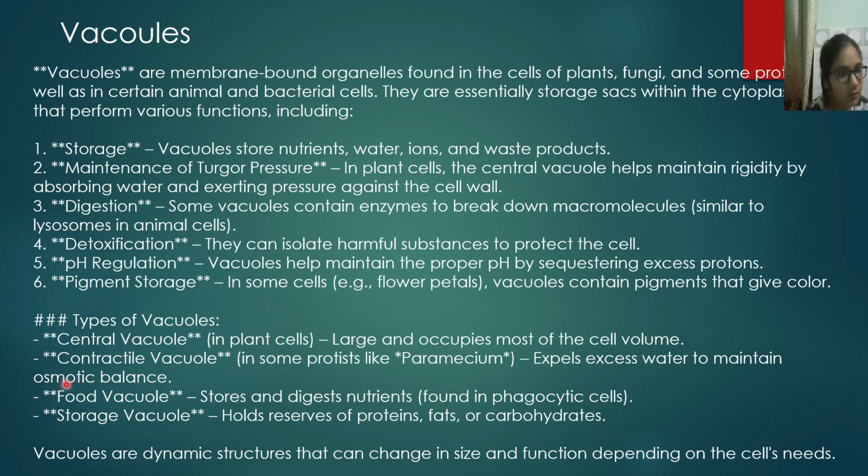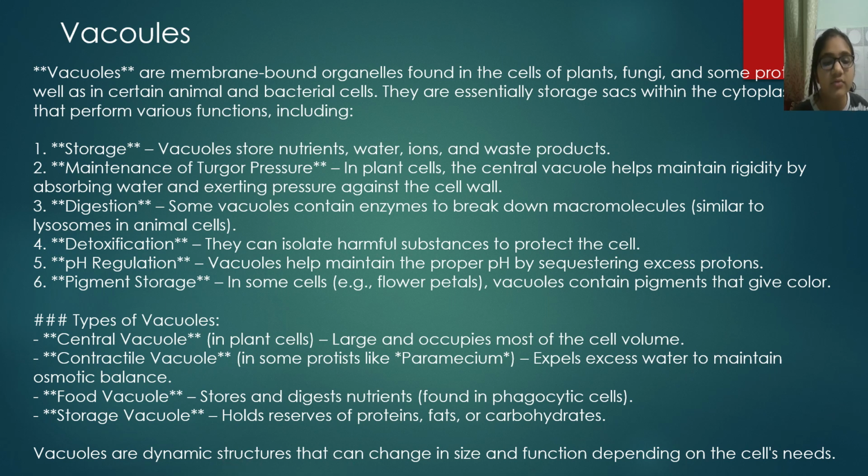Then the contractile vacuole. In some protists like paramecium, it expels its excess water to maintain the osmotic balance. And if we see the food vacuole, what does it do? It stores and digests the nutrients found in phagocytic cells. And the storage vacuole: it holds the reserves of proteins, fats, and carbohydrates, meaning whatever molecules or substances are present inside the cell are contained in the storage vacuole.